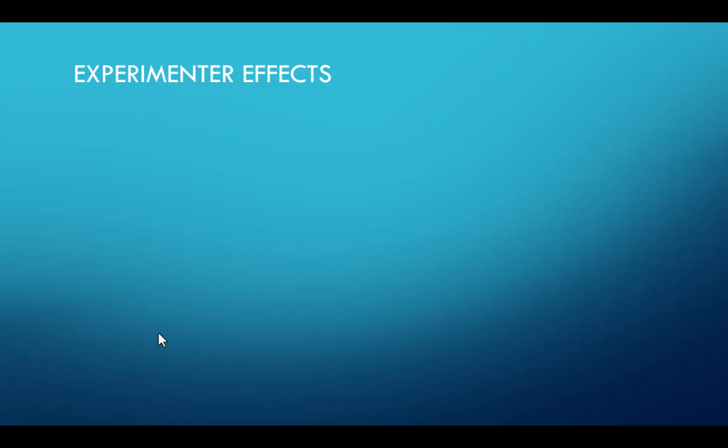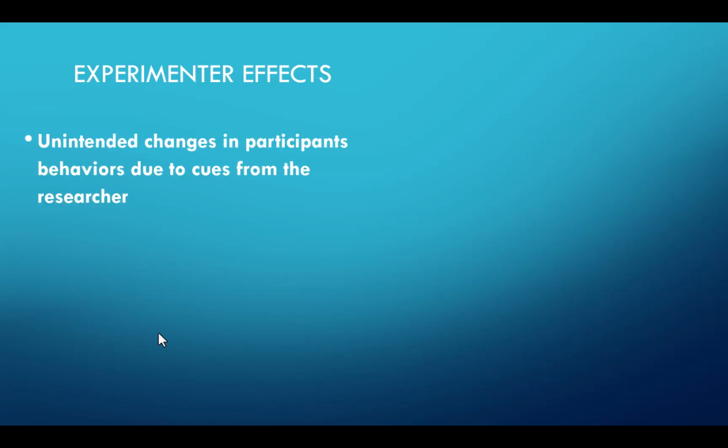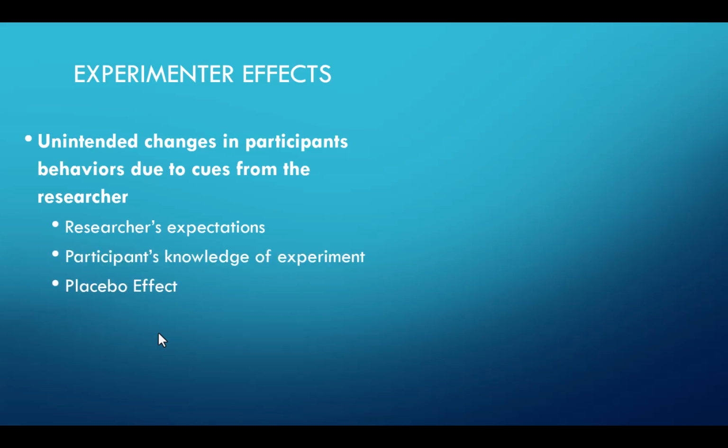One problem with experiments is that the expectation of the participant or the experimenter and the desire of the subject to please the experimenter can at times interfere with the results. So the experimenter's expectation can skew the results, or if the participant knows too much, that can alter the behaviors. So experimenter effects are unintended changes in the participant's behavior due to cues from the researcher. Again, this is due to researchers' expectations, participants' knowledge of the experiment, or simply the placebo effect.